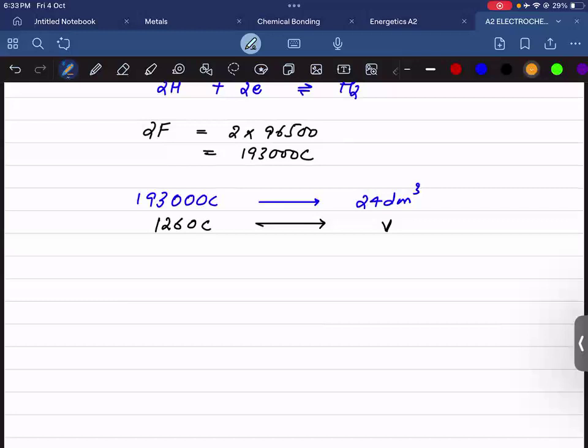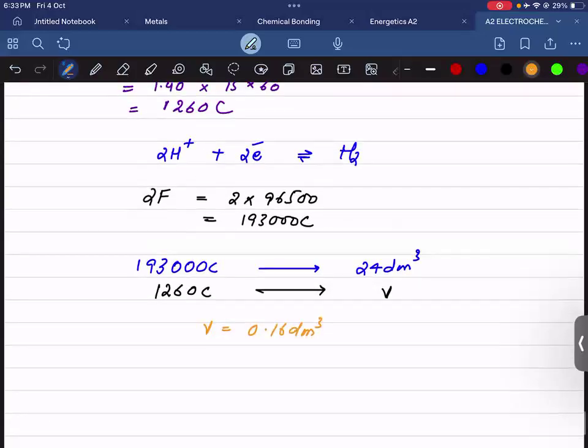0.16 dm cubed. Hopefully you got it. How do we do it? Find out the volume, same as the mass.